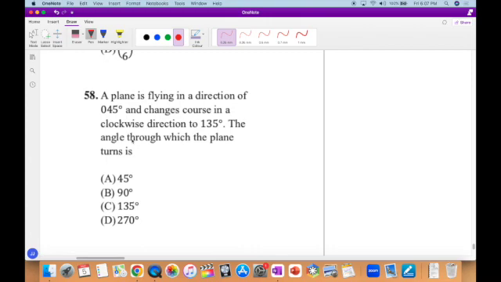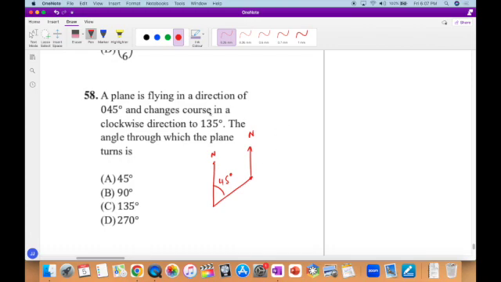A plane is flying on a direction of 45 degrees and changes course in a clockwise direction of 135 degrees. The angle through which the plane turns is. So, this is the north line, and it is flying at 45 degrees. Let me just say it reaches here. So right now it's flying at 45 degrees, and this is the north line here.